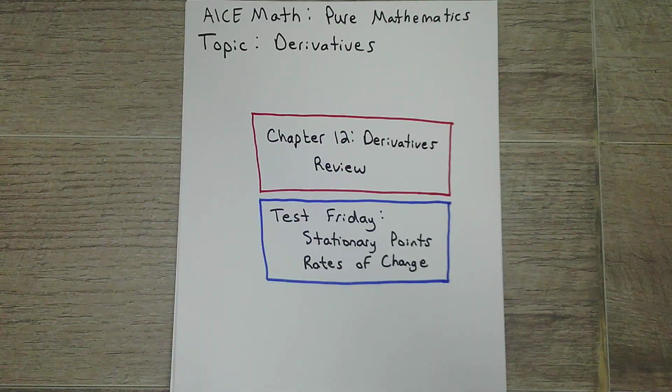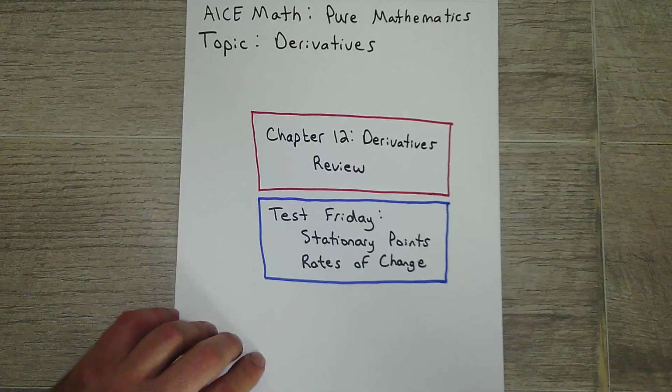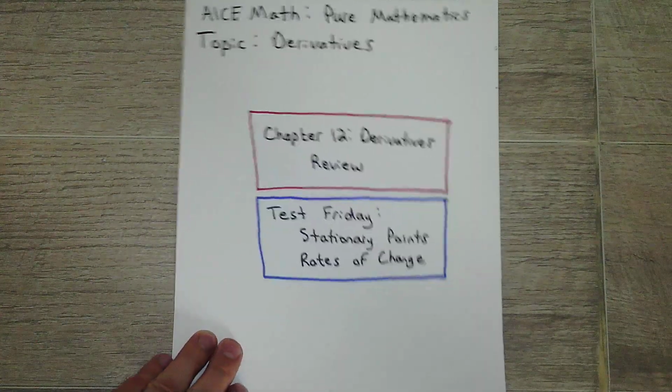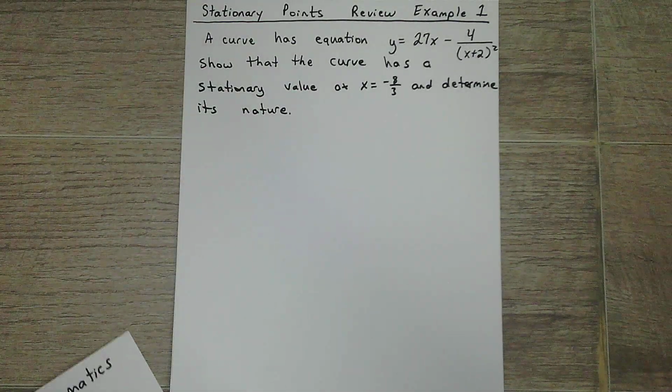It's going to be on stationary points and rates of change. So this week, basically all we're going to do is review those. Today and tomorrow we're going to review stationary points. Wednesday and Thursday we'll review rates of change, and then you'll have your test on Friday. For stationary points, I'll show you the two types of questions you might see. Today we'll do one that's more algebraic.